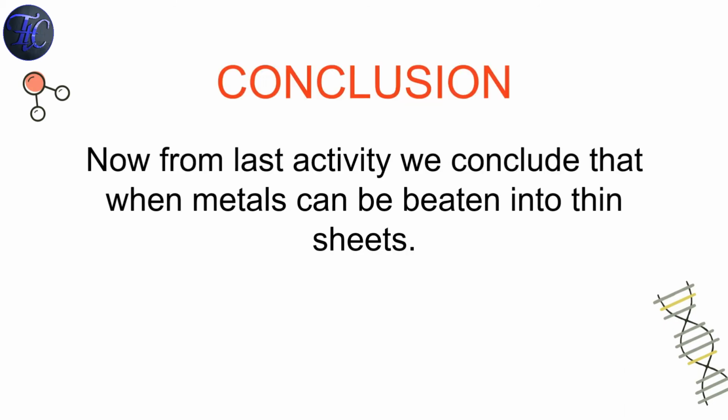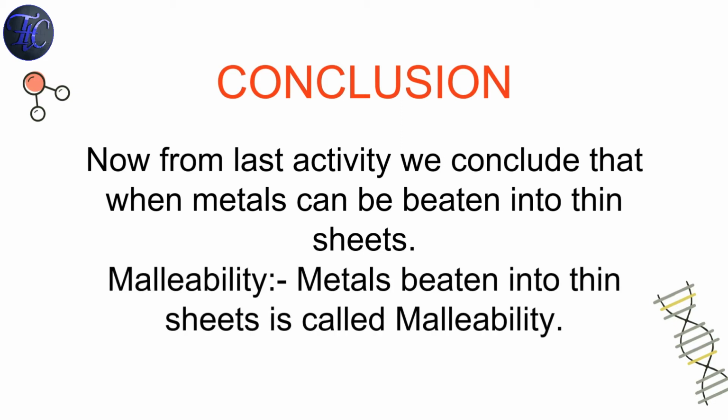So from the last activity we conclude that metals can be beaten into thin sheets. This property is known as malleability. The definition of malleability is that metals being beaten into thin sheets is called malleability. You don't have to memorize all these definitions because they are very easy to remember, and we can also see this in our daily life. So these are the basic properties that we should keep in our mind.